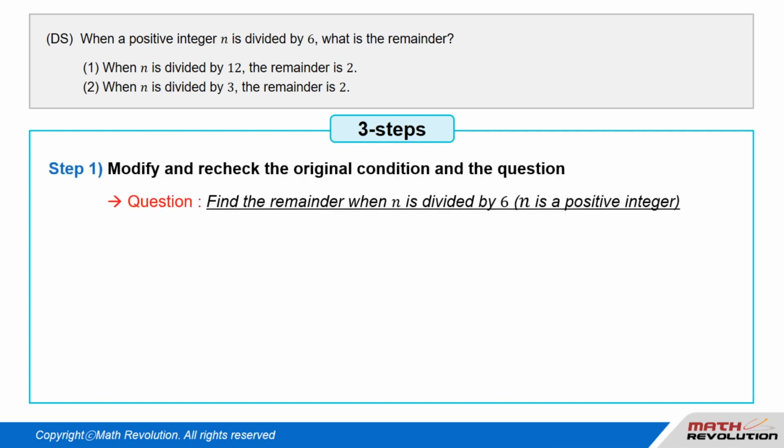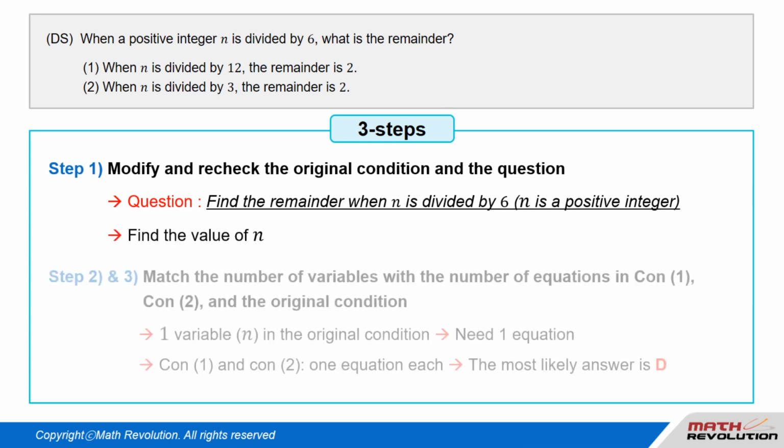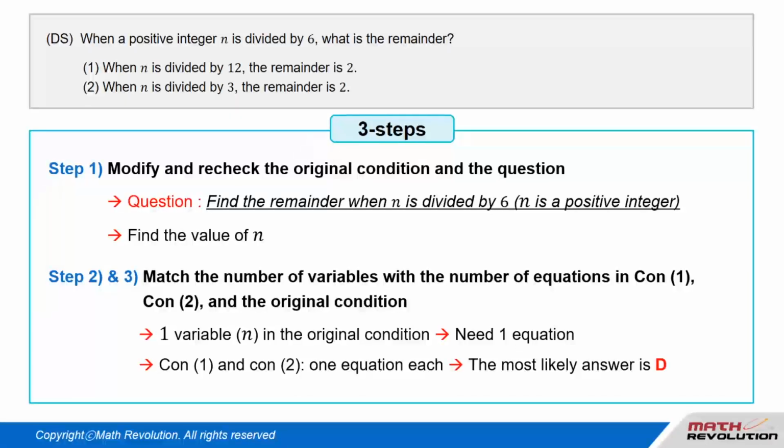Let us follow the first step of the variable approach by modifying and rechecking the original condition and the question. We are required to find the remainder when a positive integer n is divided by 6. Now we have to find the value of n. Follow the second and the third steps.